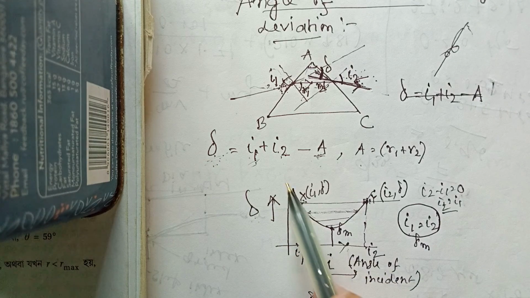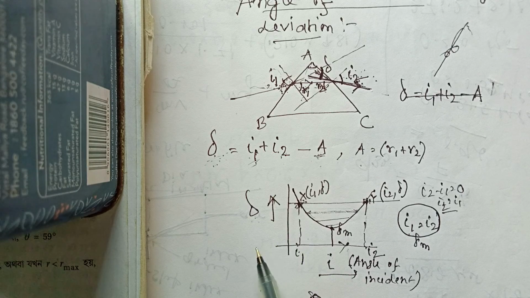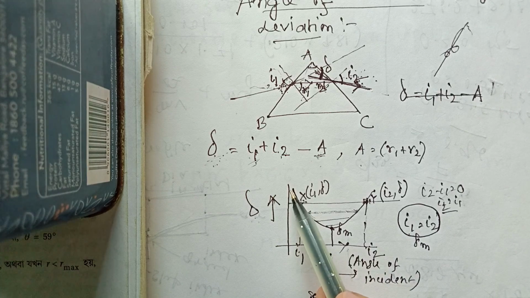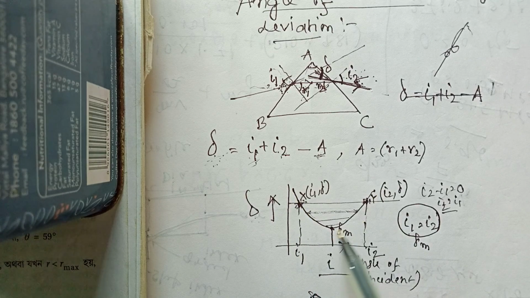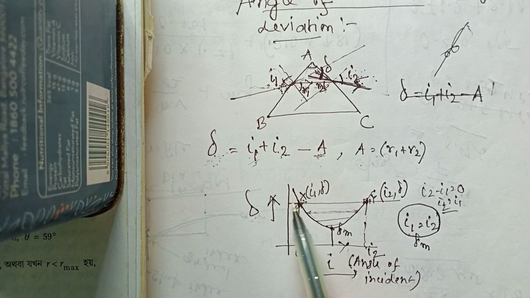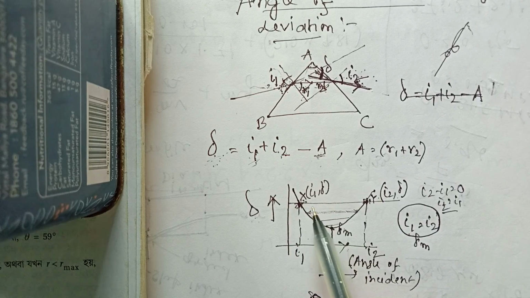So here we have plotted delta versus angle of incidence. Now if we plot that relation, then we will get this type of plot, right? And here you will get the minimum value of delta, that is known as delta m, or angle of minimum deviation.